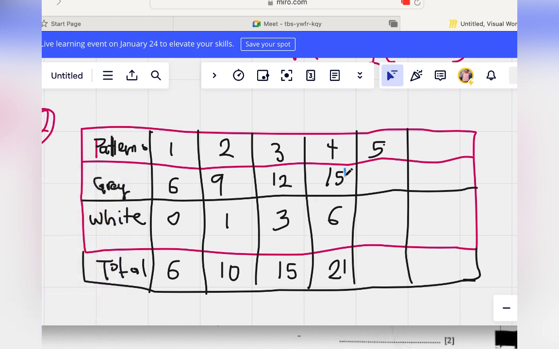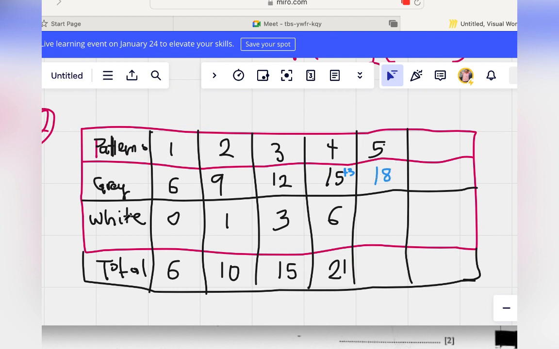So to get the next term for the gray color, you just add 3 to each one. If I add 3 here, I will get 18. So here is 18 for the gray.